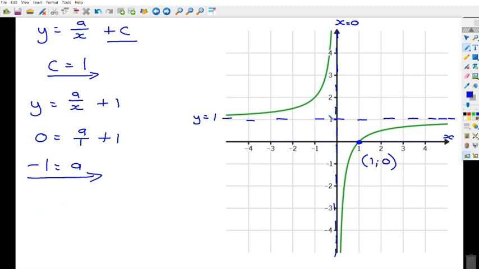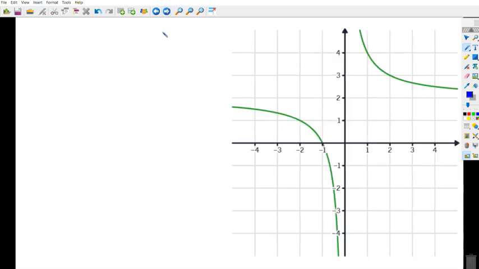So what is the equation of this hyperbola? Y is equal to negative 1 over x. Is that it? No, I've got a c value of plus 1 there. And that is the equation of my hyperbola in this specific example. I hope that's nice and easy for you guys. Let's check this one out. I want you to pause the video, see if you can do it by yourself, and then we'll do it together. Go for it.